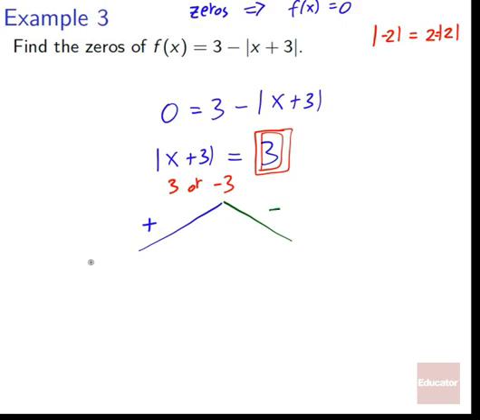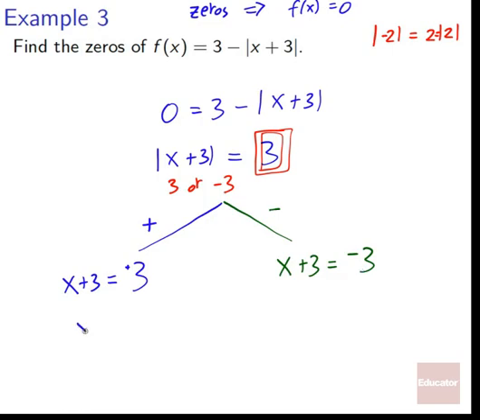In the positive world, we know that what's inside, the x plus 3, is equal to a positive 3. In the negative world, we know that the x plus 3 is equal to a negative 3. It could be either one of these. Either one of these would produce a 0 for the function. So let's solve both of them.